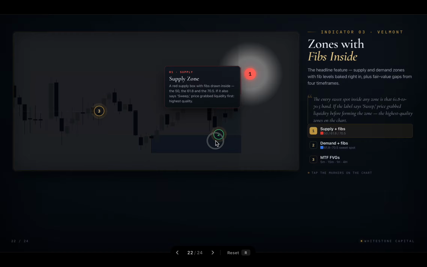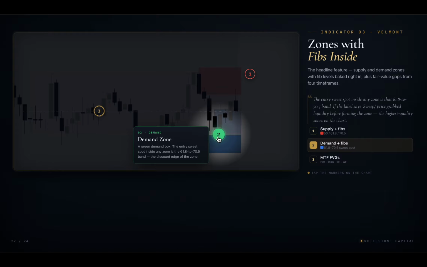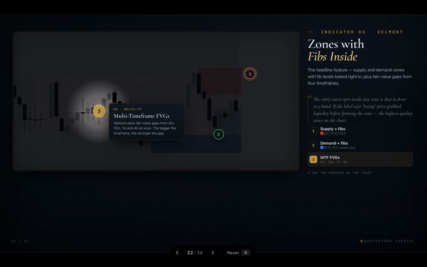And the headline feature: supply and demand zones with fibs built right into them. Each box has the 50, the 61.8, and the 70.5 drawn inside, and the entry sweet spot is the 61.8 to 70.5 band. If the label says sweep, price grabbed liquidity before forming the zone, and those are the highest quality zones.